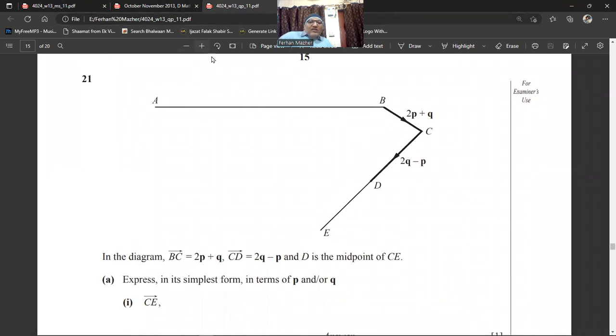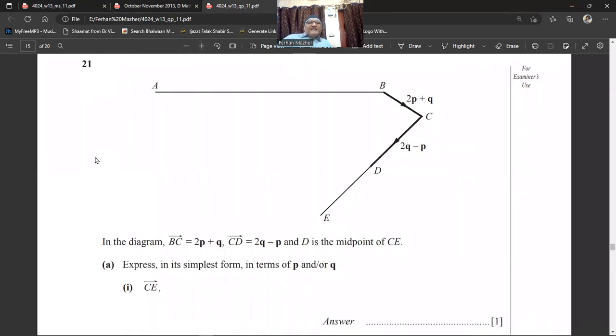Okay, so we are on question number 21. In the diagram, BC is 2P plus Q. The CD is 2Q minus P. And D is the midpoint, so whatever is the CD, same is the DE. So the CE will be double the CD because this is the midpoint.